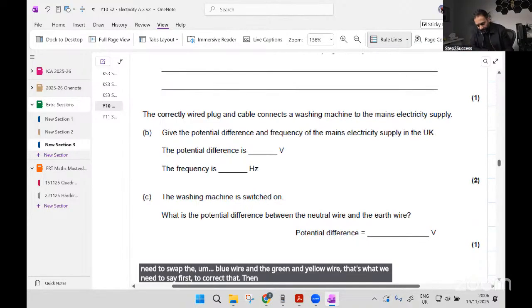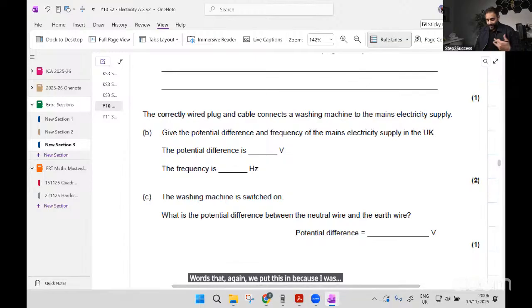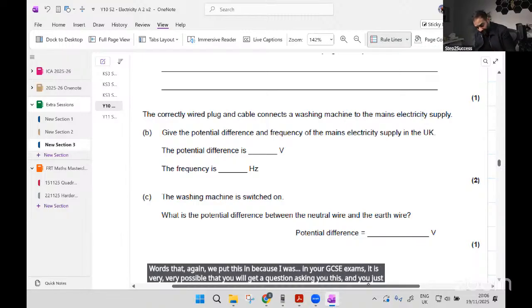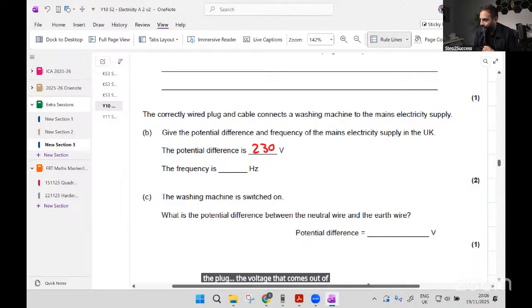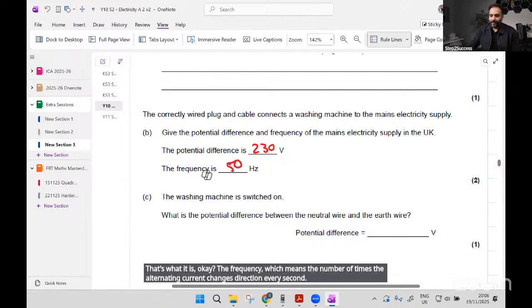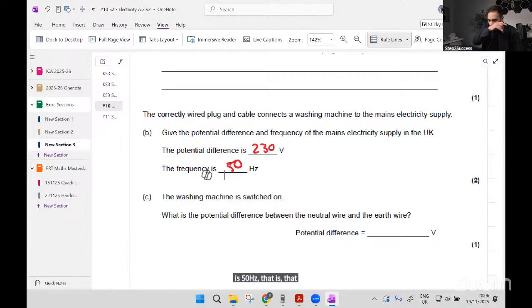Then this is just words that we put in because in your GCSE exams it is very, very possible that you will get a question asking you this, and you just need to know it, that it's a fixed value. The voltage that comes out of your plug sockets is 230. That's what it is. The frequency, which means the number of times the alternating current changes direction every second, is 50 hertz. That is that.